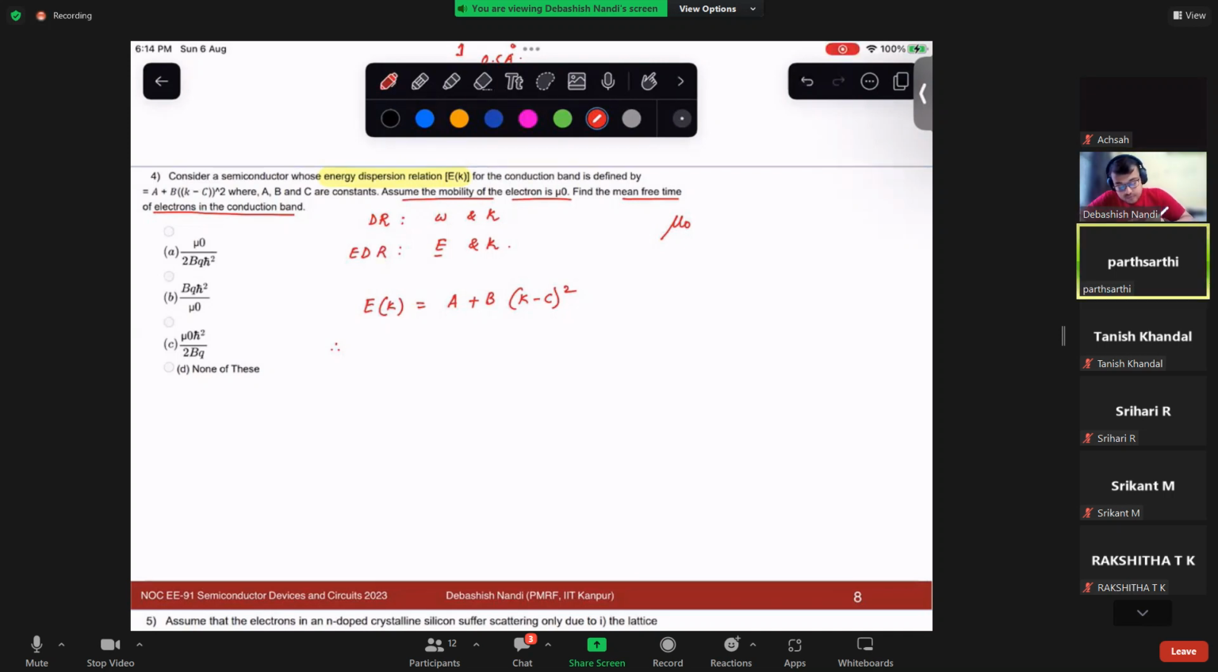Average time between two collisions. Right. And why will there be collision? Due to dispersion. No. Randomness. Right. Due to collision, there will be randomness in the motion, right? But randomness is not the reason for collision. The reason for collision is the presence of something, right?